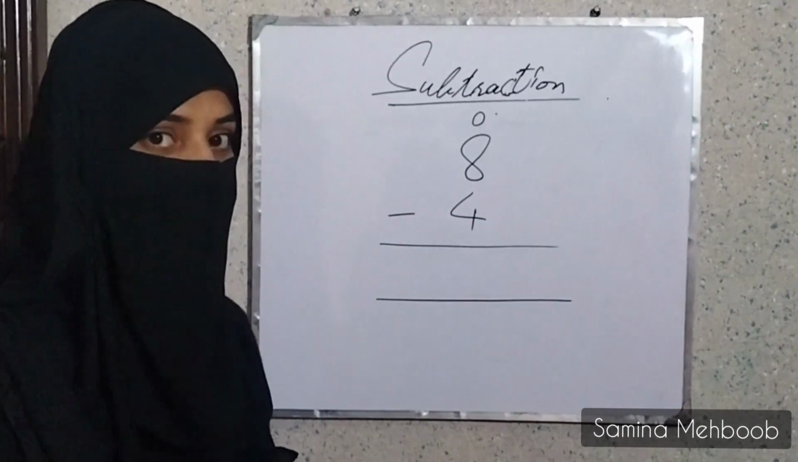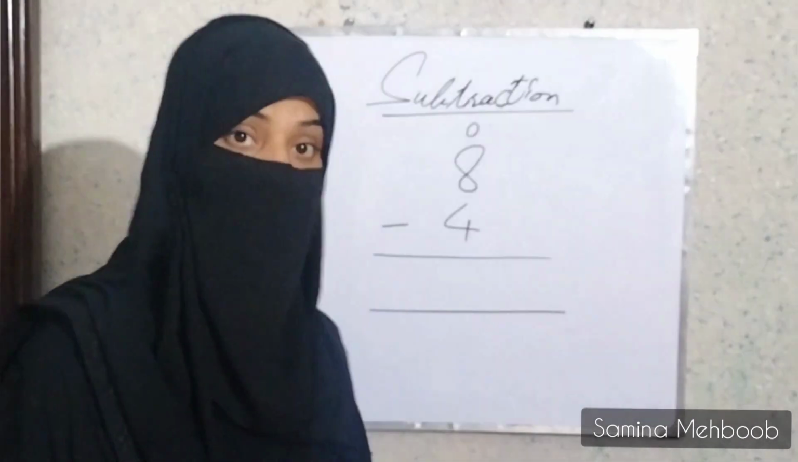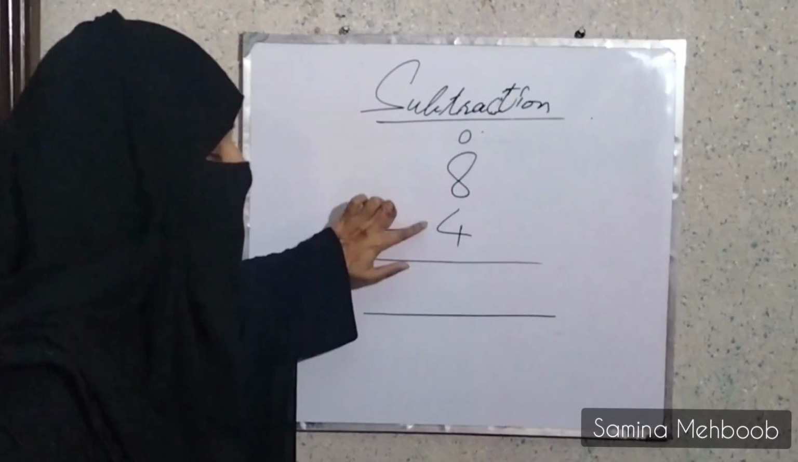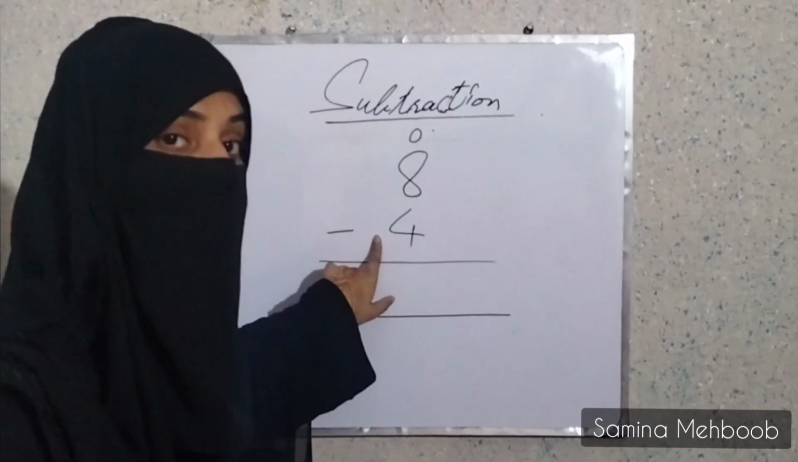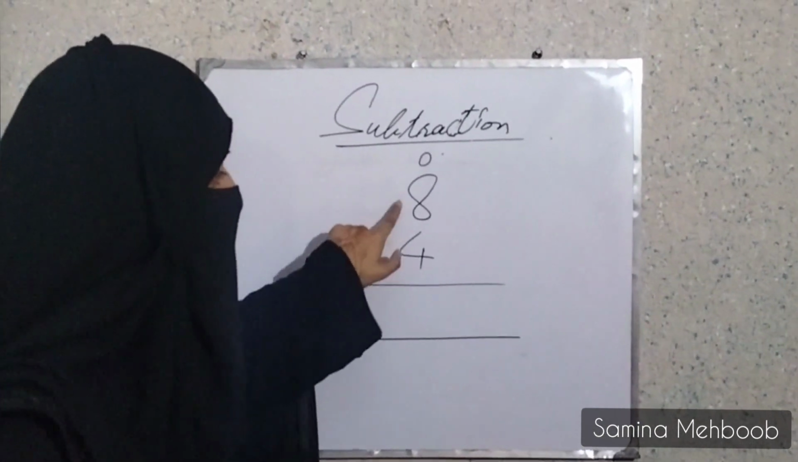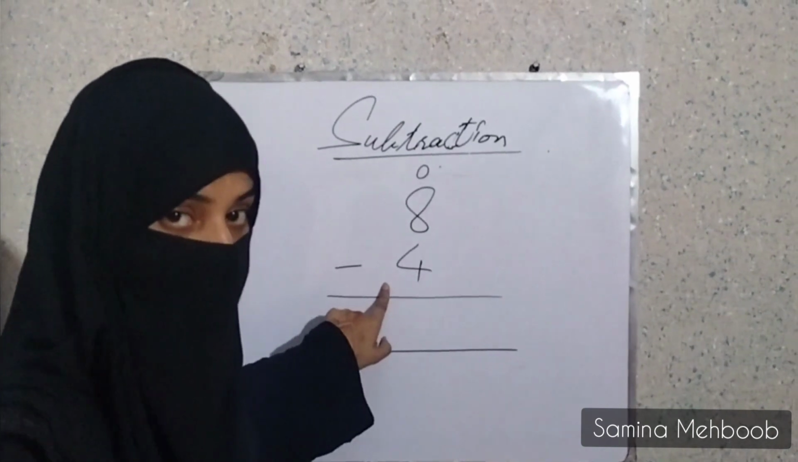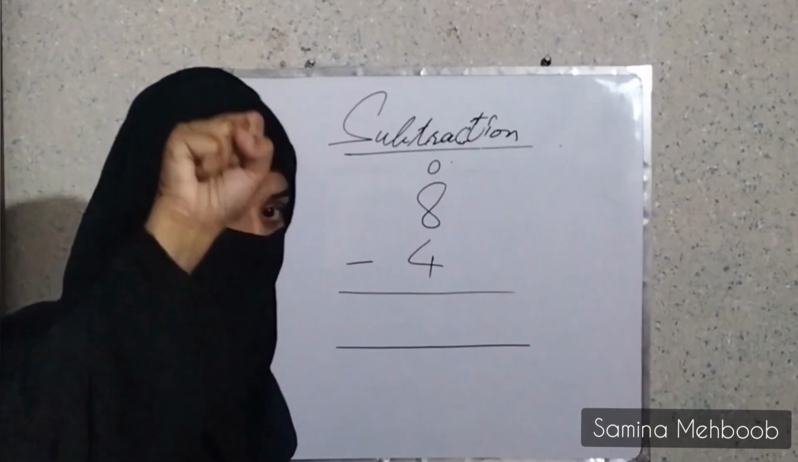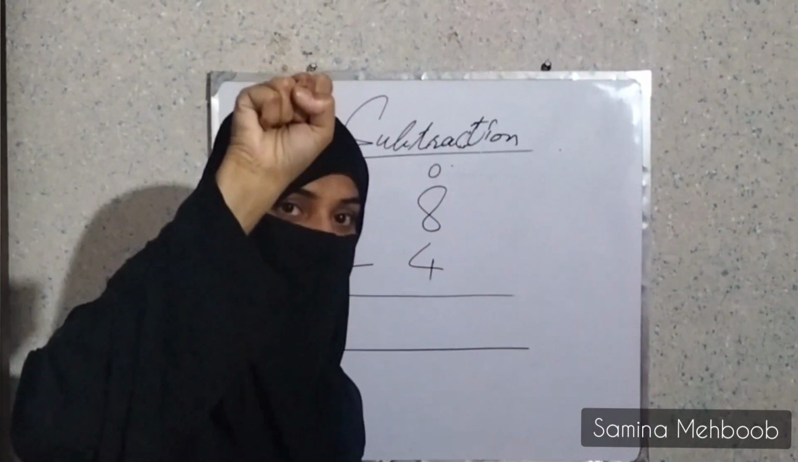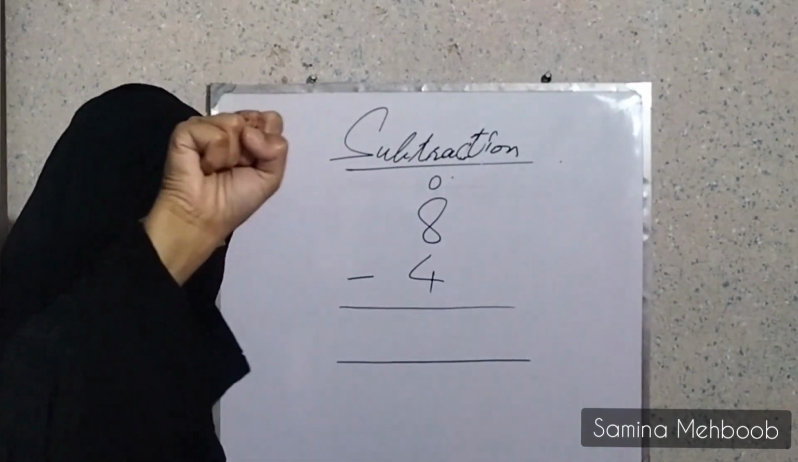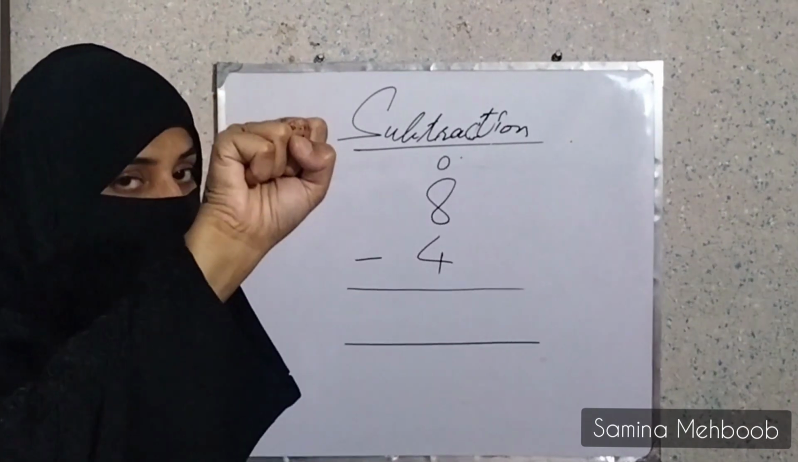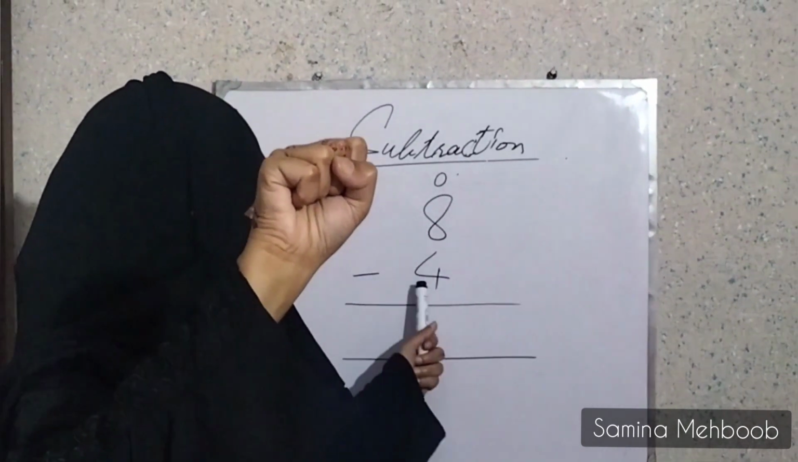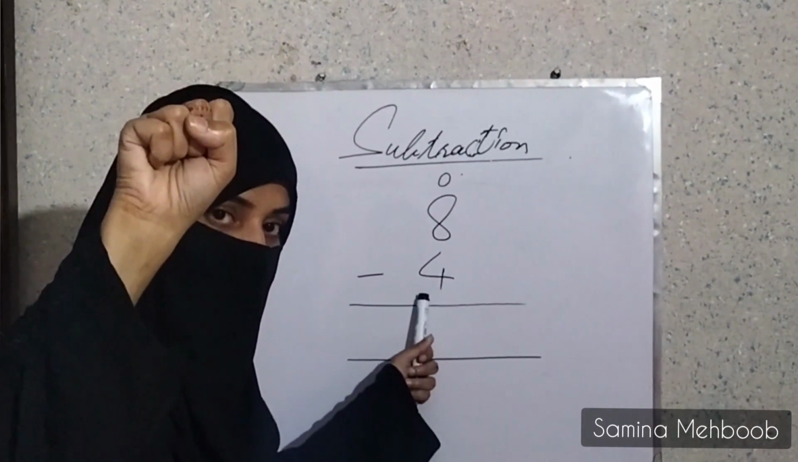Look at the board. What is the smaller number here? The smaller number is 4. Make a fist and start counting after the smaller number till the greater number. What is the smaller number? The smaller number is 4.